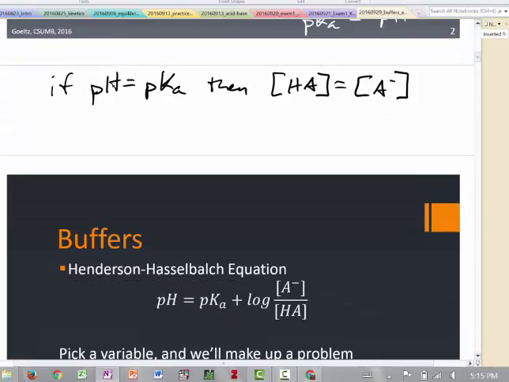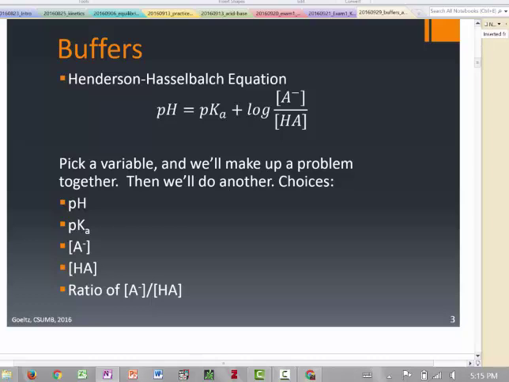Here it is, the Henderson-Hasselbalch equation. This is a rearrangement of Ka equals products over reactants. Most typically, you're presented this as a one variable type of problem. That is, you've got pH, pKa, concentration of A minus, and concentration of HA. And then another parameter that you're commonly asked for is the ratio, the A minus over HA, that whole part.